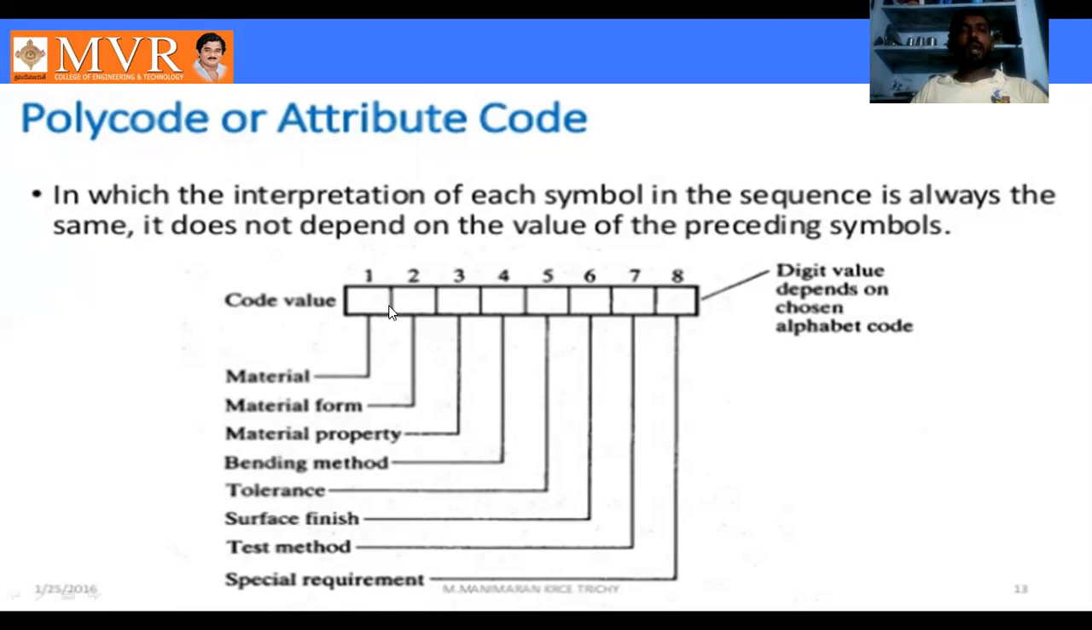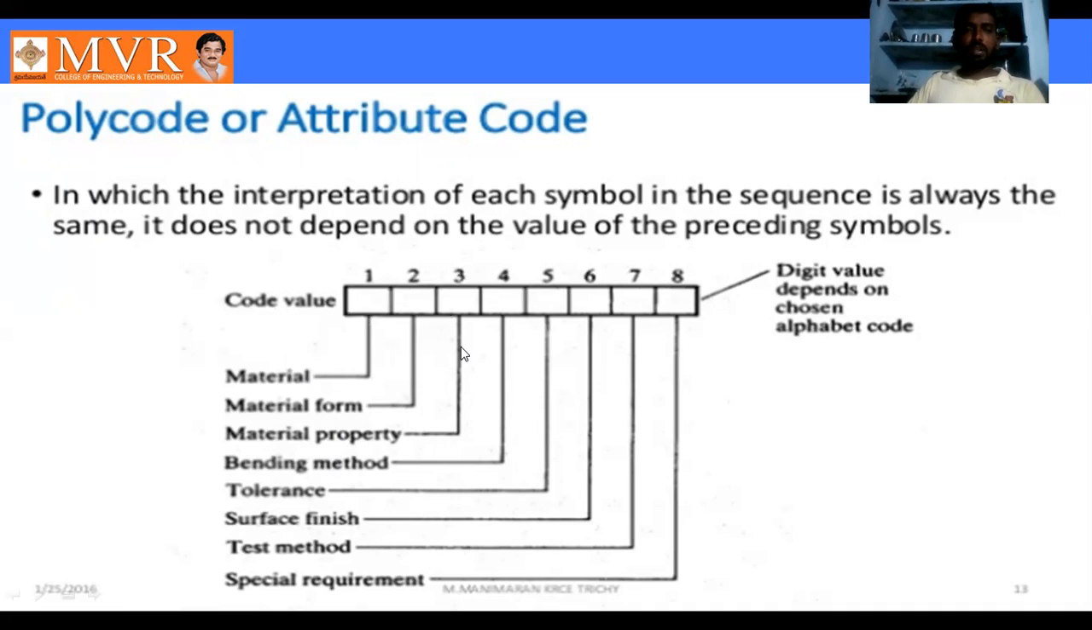See here, examples of the polycode or attribute code. They use code values 1, 2, 3, 4, 5, 6, 7, 8. The first one is the code value, this one. The first one is material. Let me give an example of how we design the attributes. The first one is material, the second one is material form.